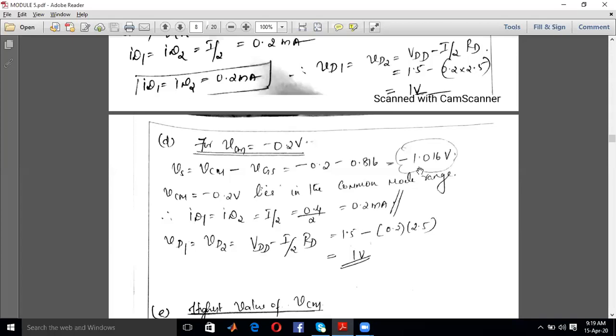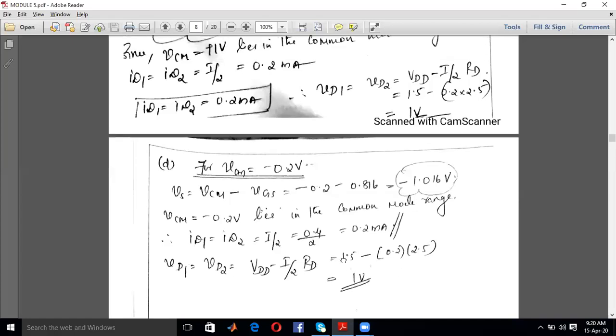Double-ended means you are going to take the output at drain 2 with respect to drain 1. So as there is no potential difference, as there is no change in the voltage, the output is 0. So irrespective of the input, but that input should be within the range, we can say that the output is 0, or the amplifier is rejecting its common mode. So that is the conclusion or the inference of B, C, D part.